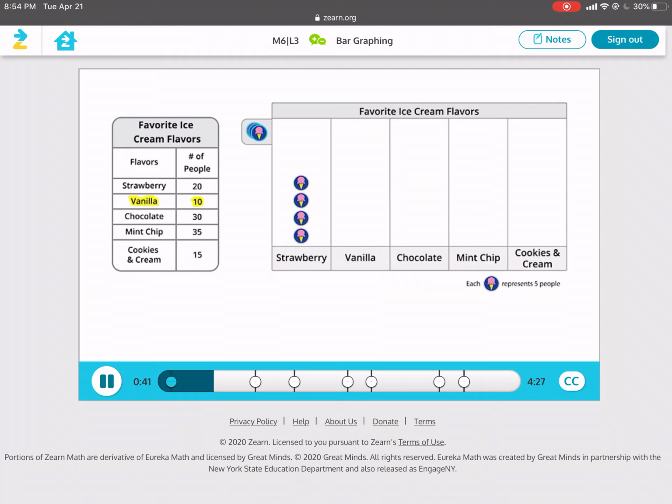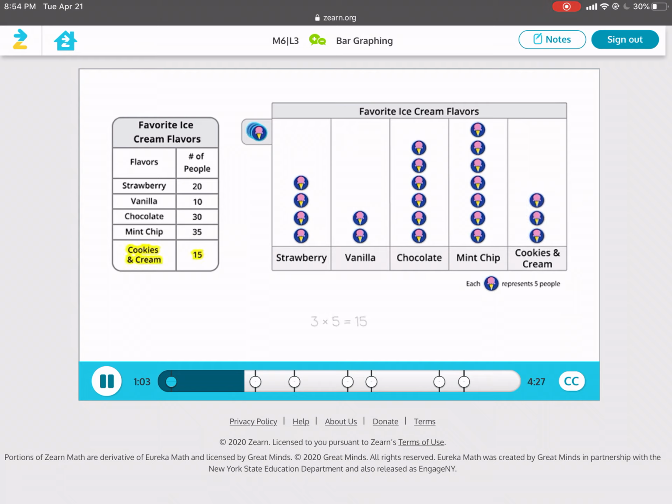10 people chose vanilla as their favorite flavor. 10 is 2 groups of 5. So I put 2 cones here. I put 6 cones in chocolate for the 30 people who chose chocolate as their favorite flavor. Then 7 cones in mint chip for the 35 people whose favorite flavor was mint chip. And 3 cones in cookies and cream for the 15 people who chose that as their favorite. Looking good. Let's answer a question about this data set.